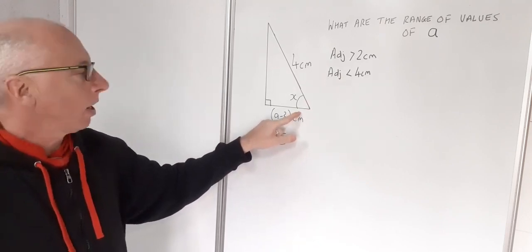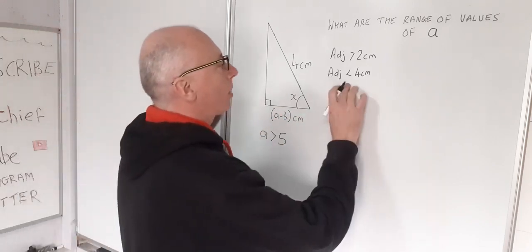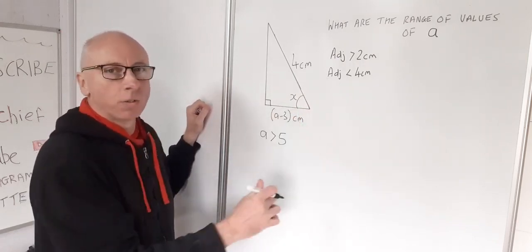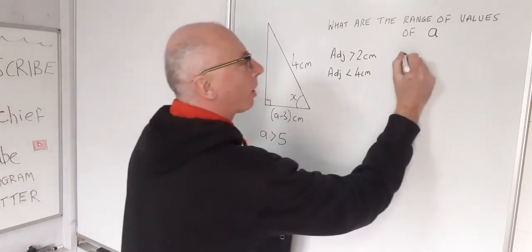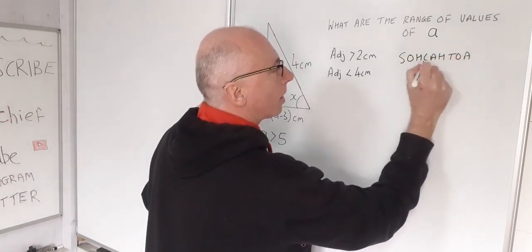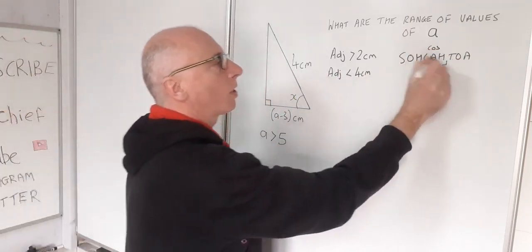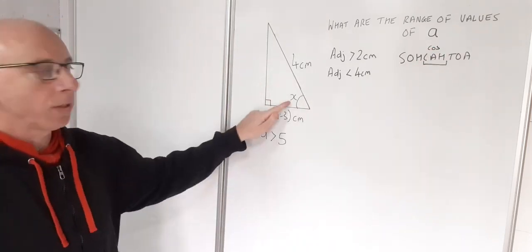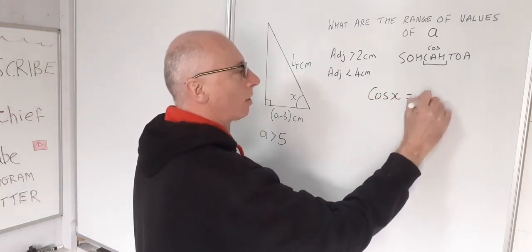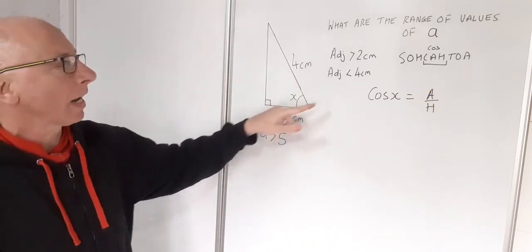So why don't we use SOHCAHTOA and work out my possible range of values. As cosine here is for the adjacent side, we are going to use the second part of SOHCAHTOA. If we just write SOHCAHTOA like this, this is the bit we're interested in because we've got cosine: adjacent over hypotenuse. So we can now say cosine of x equals adjacent over hypotenuse.